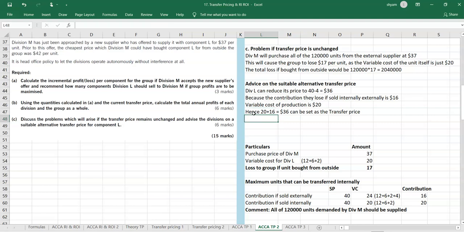Okay, so they are buying. So division M can buy externally at 37.